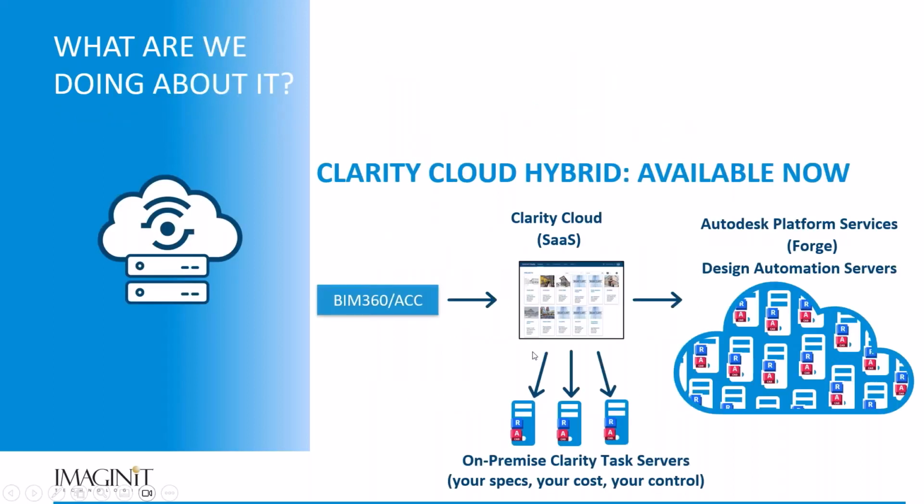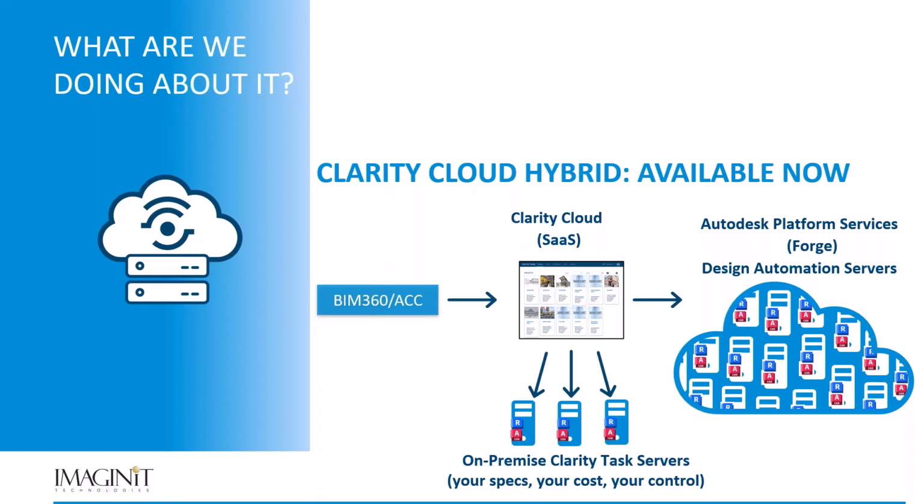And so, what are we doing about it? This is where it gets interesting and where we talk about our new Clarity Cloud hybrid option, which is available now. The idea is that with Clarity Cloud, we will still have all the same kinds of capabilities of running tasks over in the APS Forge design automation servers, but you will also be able to take Clarity on-premise task servers and connect those up to your Clarity Cloud.